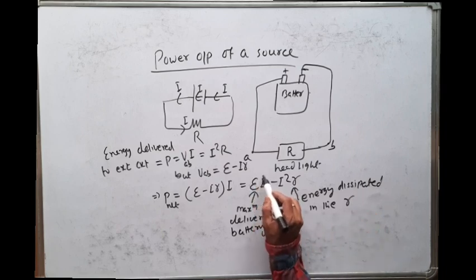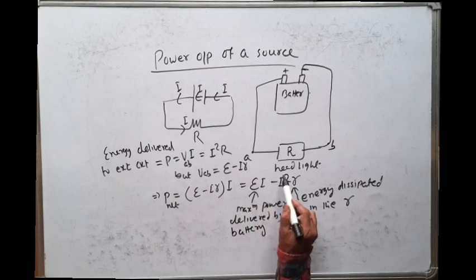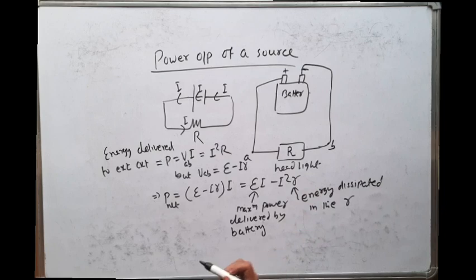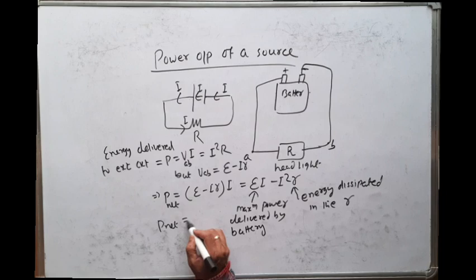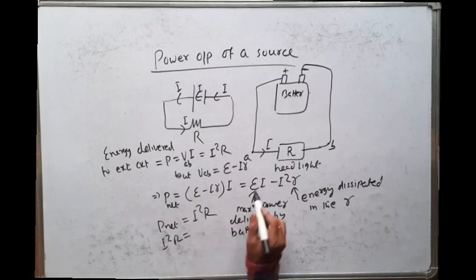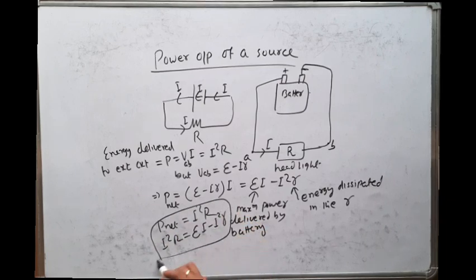So let us say 100 watt is the maximum power given by the battery. Out of that, 10 watt is internal loss. So 100 minus 10, that is 90 watt, is available across the load. That is called the net output power. So the net output power is EI minus I square R. This is the equation we have to use when we solve problems.